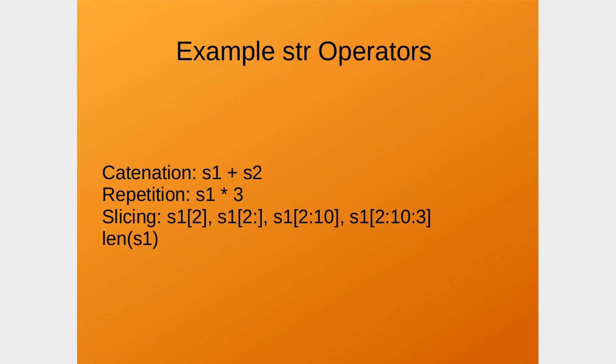s1[2:] gives you the 2nd through last character of the string. s1[2:10] gives you the 2 through 3, 4, 5, 6, 7, 8, 9, but not 10. So it's not inclusive on the far side, on the right side. And you can also specify an interval to skip. So if you say s1[2:10:3], you get back all the characters in the string from 2 through 10, taking only every third character. And of course, len(s1) is just the length of the string.